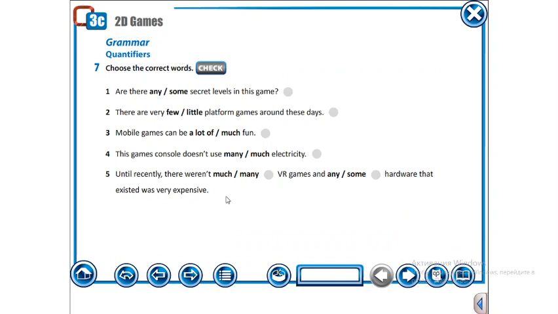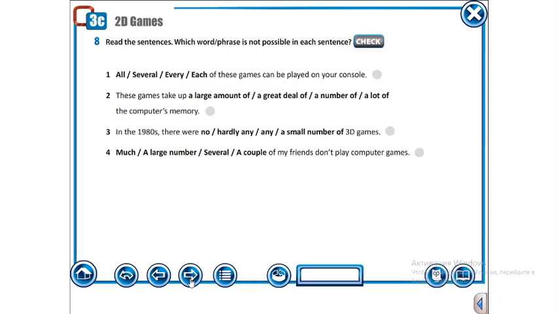And your task will be exercise number 7, choose the correct word, and exercise number 8, which word or phrase is not possible, which is not needed in this sentence.